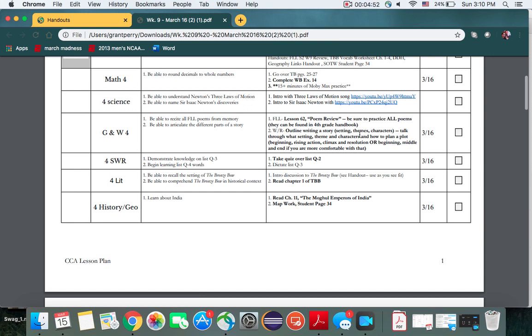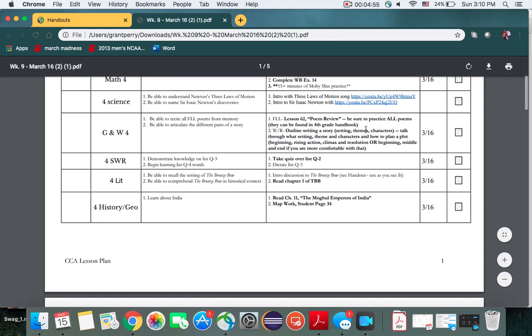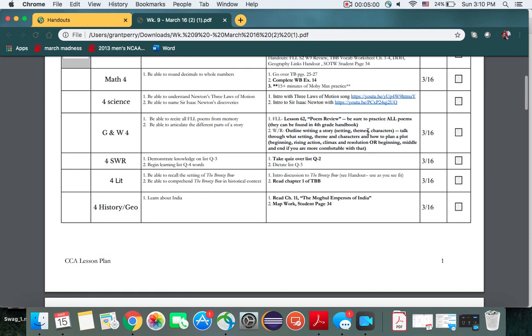So think about your theme, and you can look up some themes online, some themes that some books have, so that you know good examples of types of themes. Then think about your setting. Remember, setting is where and when something takes place.